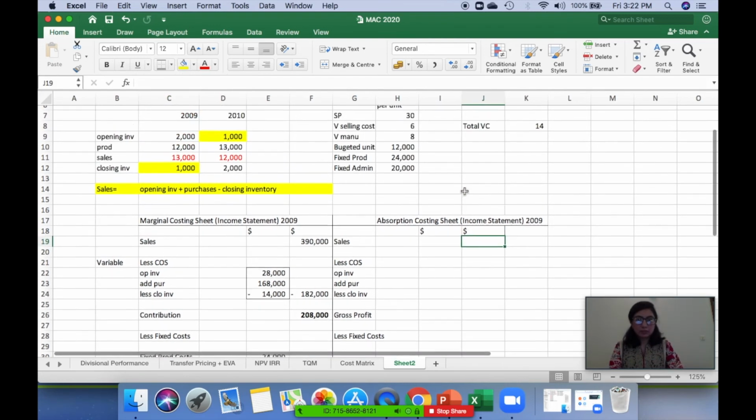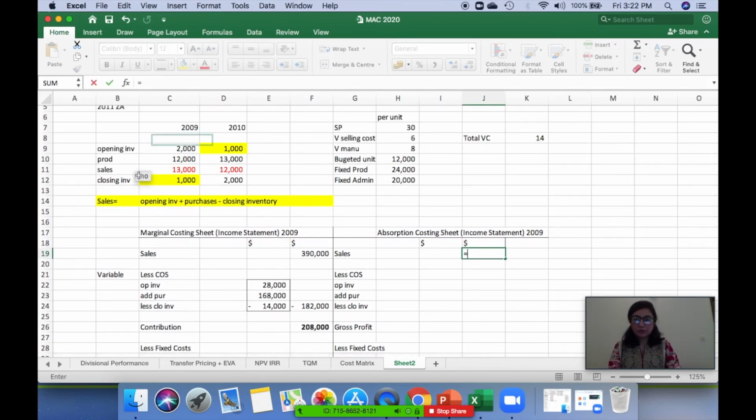Sales will be the same. There is not going to be any difference. We're going to use 13,000 into 30 because per unit sales remains the same. There is no difference in sales whatsoever. Coming on to cost of sales. Now, in absorption costing, we have to use fixed overheads as a part of cost of sales. How can you do that?